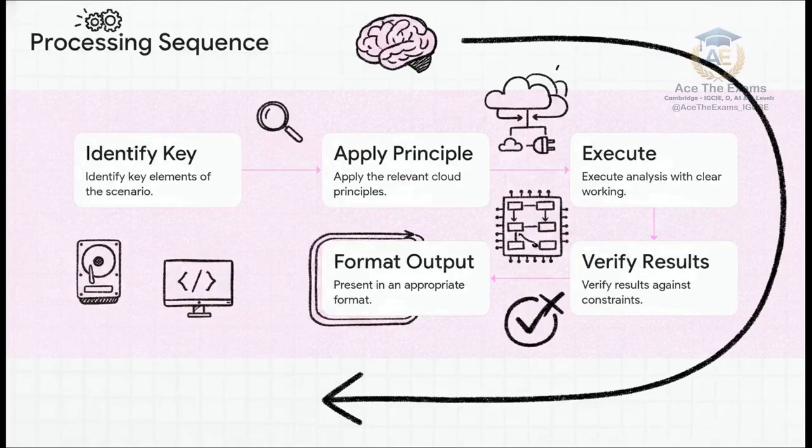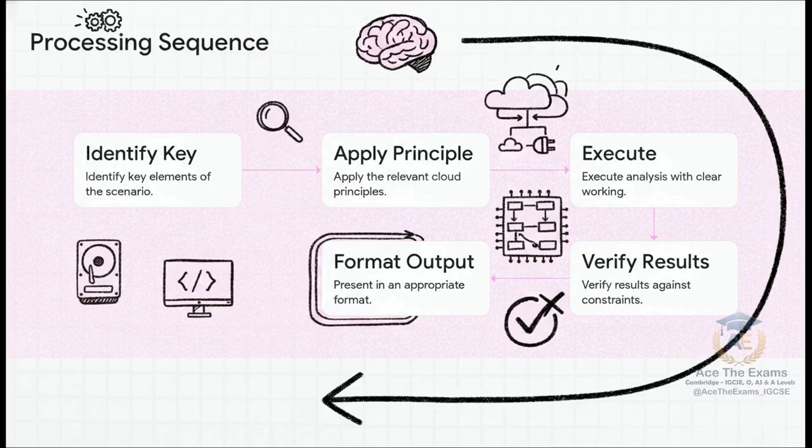So, how do we actually guarantee those method marks? We do it by adopting a highly systematic processing sequence. If you've ever heard of the PEEL framework in English, point, evidence, explanation, link, well, this is its highly technical older brother, perfectly tailored for computer science.